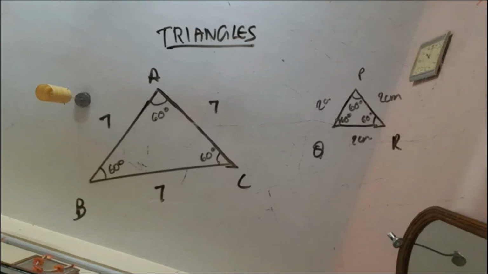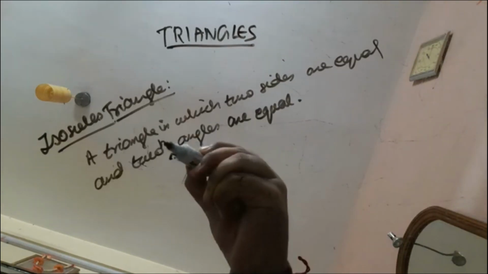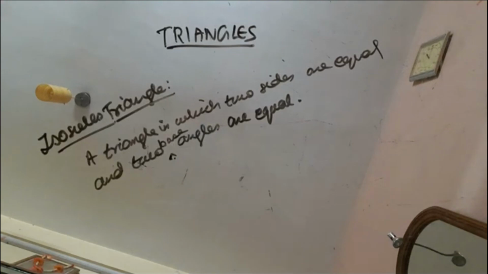Now we are going to learn what we mean by an isosceles triangle. So you can see an isosceles triangle is a triangle in which 2 sides are equal and 2 base angles are equal. I missed the word base over here. 2 base angles are equal. What is a base angle?